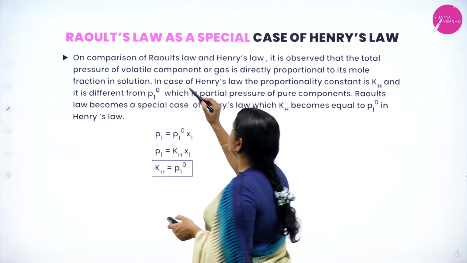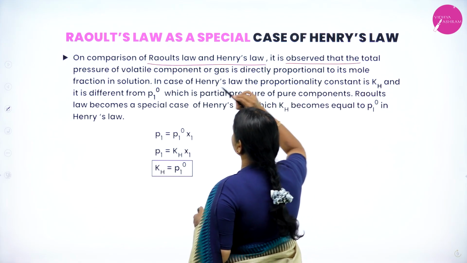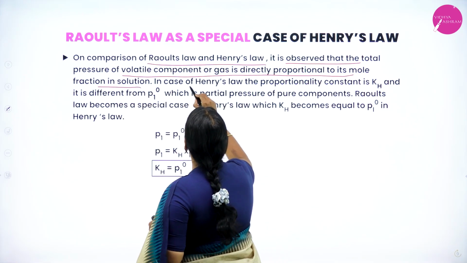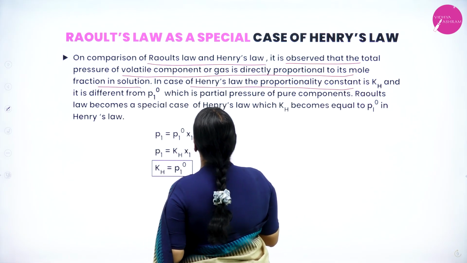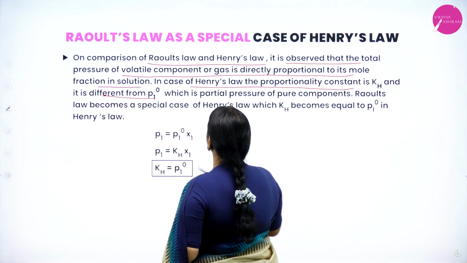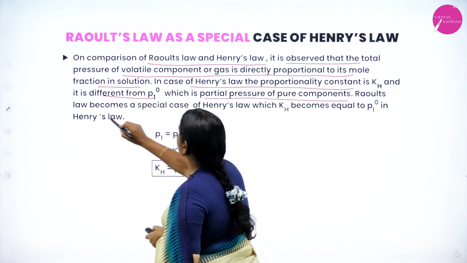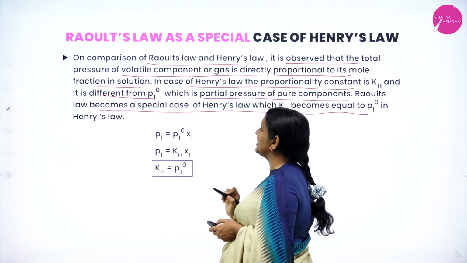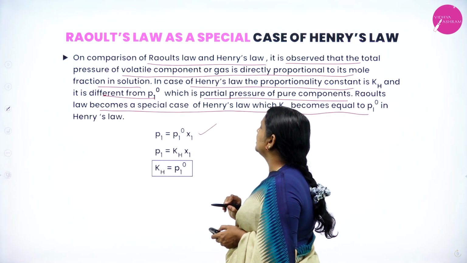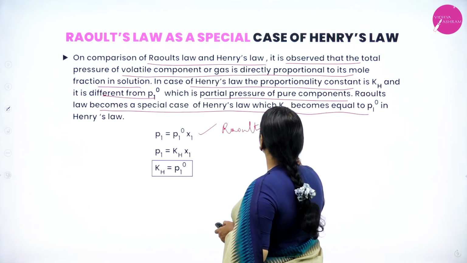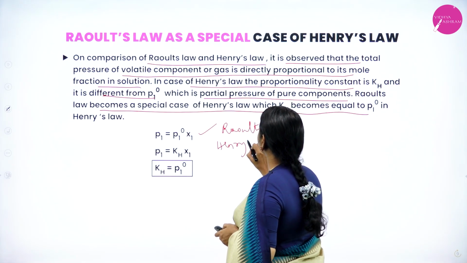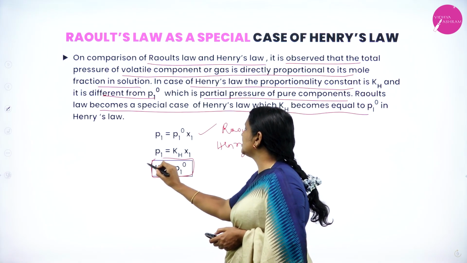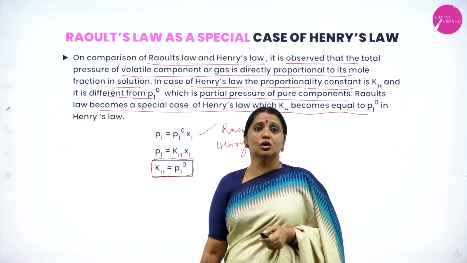On comparison of Raoult's law and Henry's law, it is observed that the partial pressure of a volatile component or gas is directly proportional to its mole fraction. In the case of Henry's law, the proportionality constant is Kh, and it is different from P1 naught, which is the vapor pressure of the pure component. Raoult's law becomes a special case of Henry's law, where Kh becomes P1 naught. So this is the mathematical form of Raoult's law, and this is the mathematical form of Henry's law. When you compare these, Kh is equal to P1 naught.